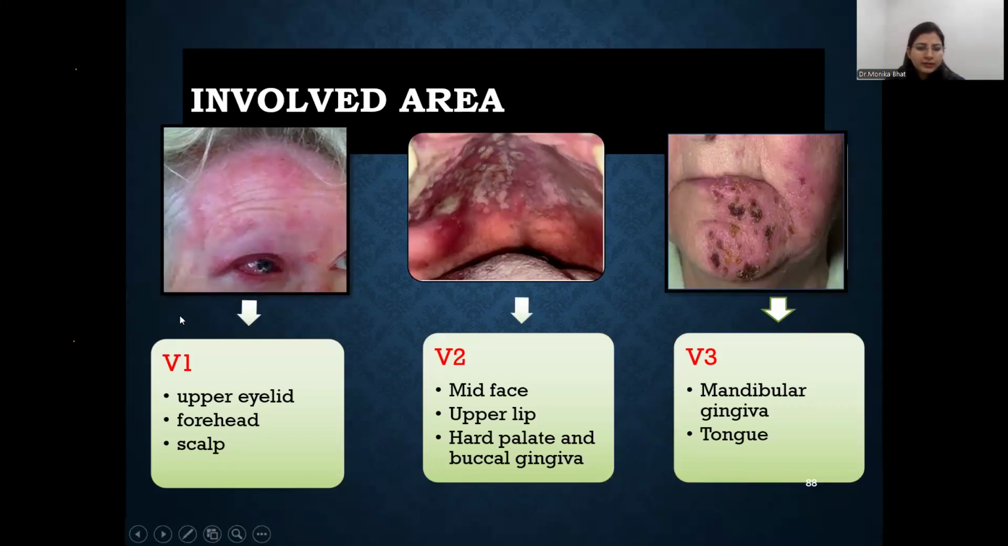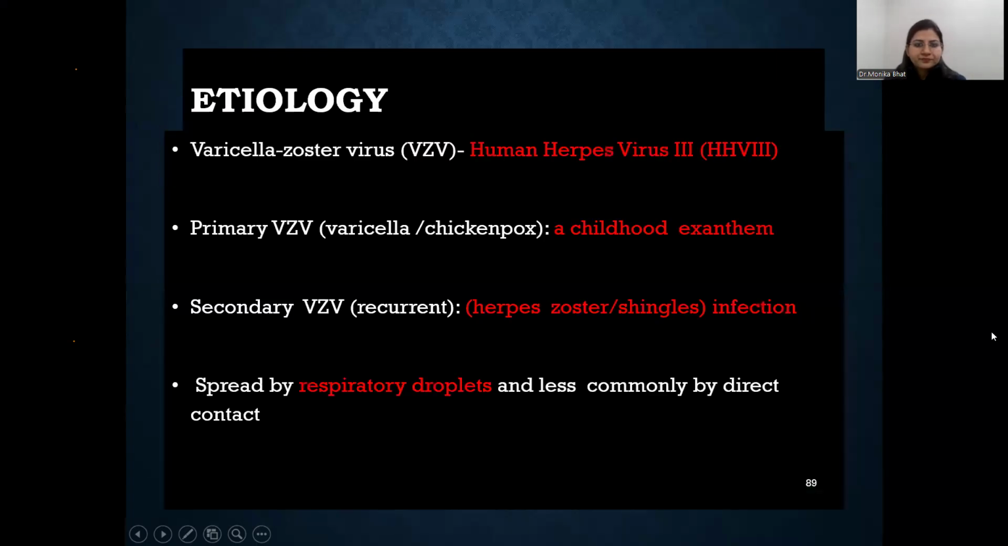For example, if the ophthalmic branch is involved, we can have upper eyelid infections, forehead, and scalp. If V2 is involved, we can have mid-face infection, upper lip, hard palate, and the buccal gingiva. In V3, the mandibular branch, we can appreciate the mandibular region involved with these kinds of ulcers.